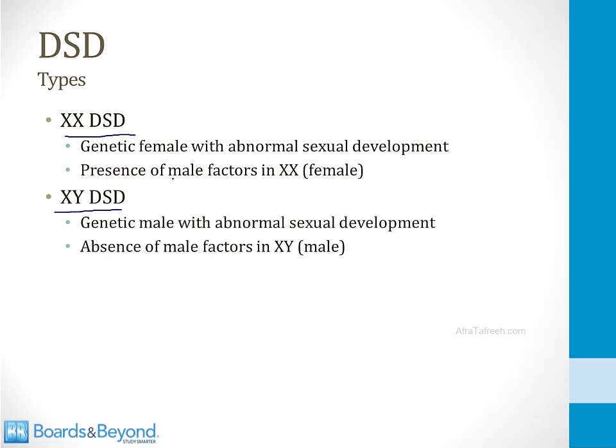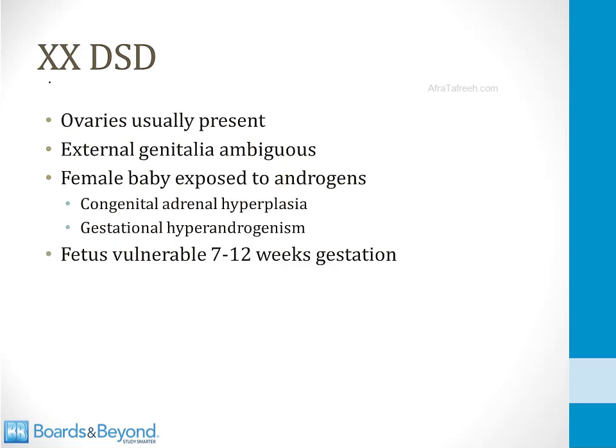In the XX forms, the individual is genetically female. She has 2 X chromosomes, but she has abnormal sexual development. And this happens anytime there is the presence of male factors in an XX chromosomal female. XY disorders of sexual development occur in a genetic male with an X and a Y chromosome who experiences some absence of male factors and therefore doesn't develop in the normal male fashion. Let's talk about the XX disorders first.